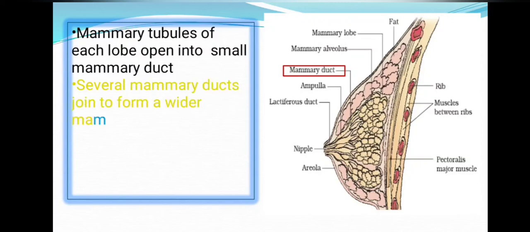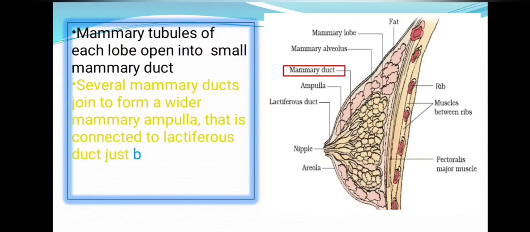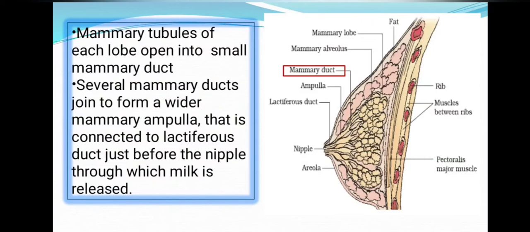Several mammary ducts join to form a wider mammary ampulla. That mammary ampulla is connected to the lactiferous duct. You can see here is the lactiferous duct, which is there just before the nipple. Here is the nipple, through which milk is released. So this is about the structure of the mammary gland.